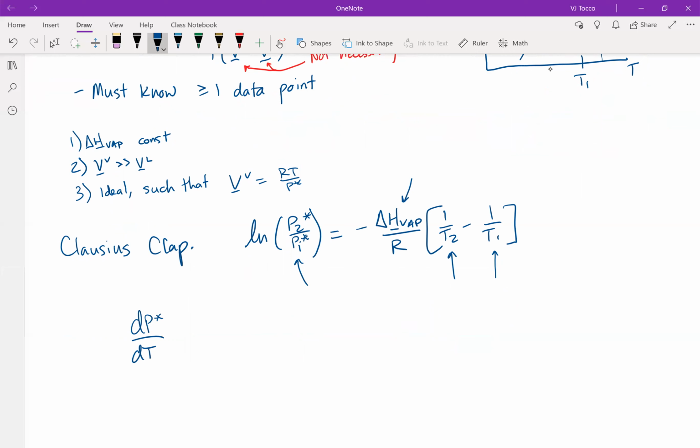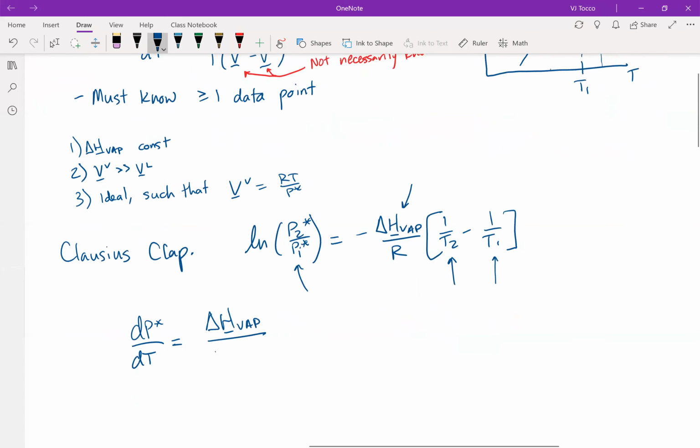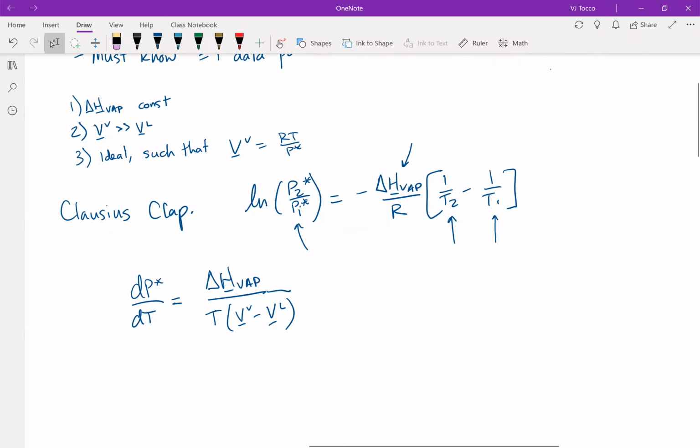dP star dT is equal to delta H vaporization over, what is it? I don't write this one as often. T times the molar volume of the vapor minus the molar volume of the liquid. And I need to figure out what simplifications I can make. So I could substitute in for the molar volume of the vapor and the molar volume of the liquid. However, I'm going to need an equation of state for that.